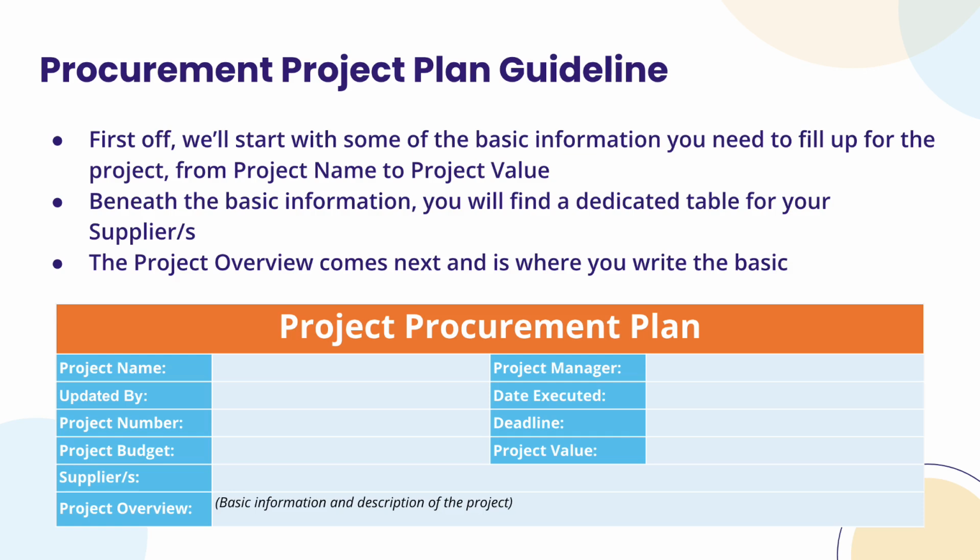First off, we'll start with some of the basic information you need to fill up for the project, from project name to project value. Beneath the basic information, you'll find a dedicated table for your suppliers so that you'll always be aware of who your suppliers for this project are. The project overview comes next and is where you write the basic information and description of the project.